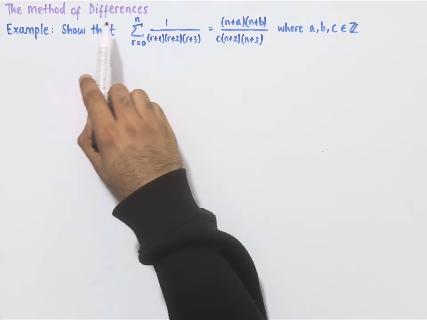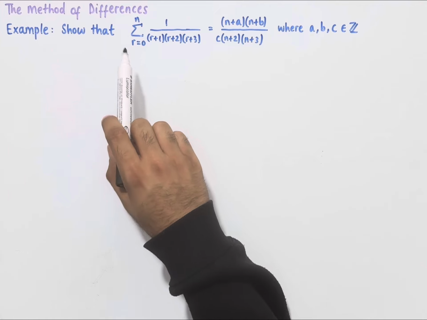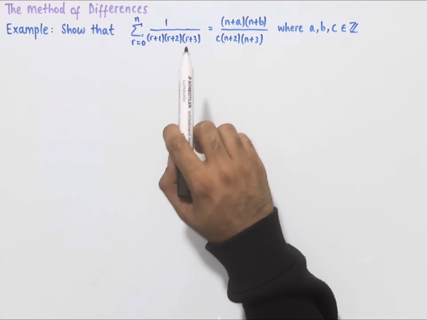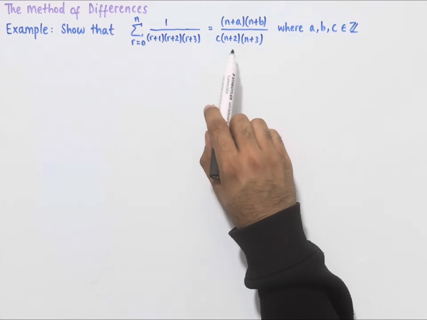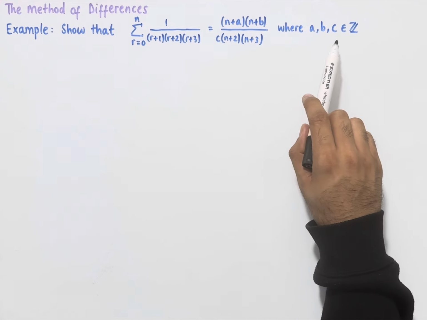Let's look at the method of differences. So the example says, show that the sum of r equals 0 to n of 1 over (r plus 1)(r plus 2)(r plus 3) equals (n plus a)(n plus b) all over c(n plus 2)(n plus 3), where a, b and c are integers.